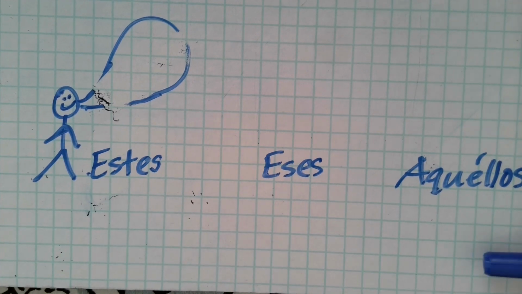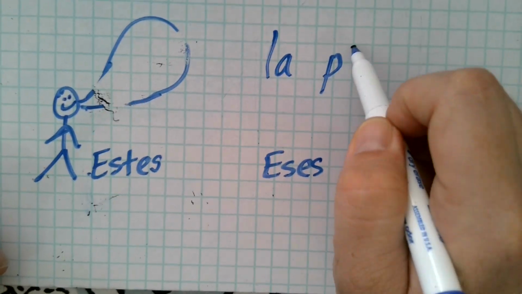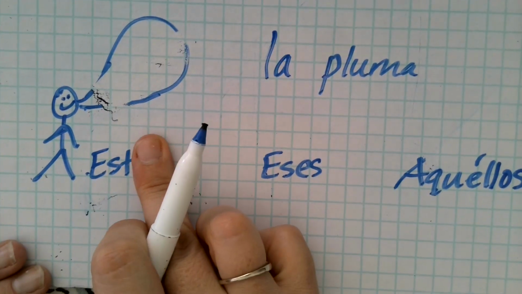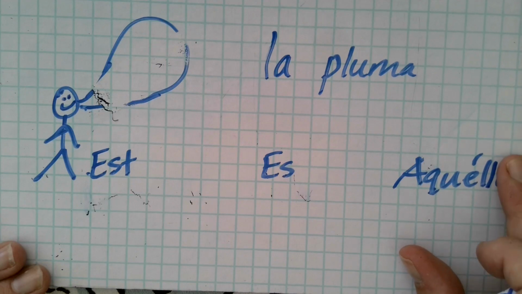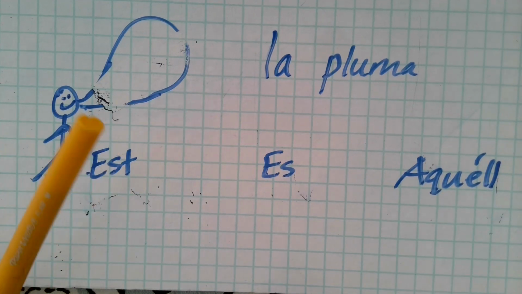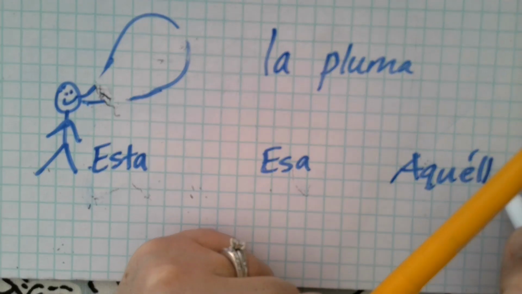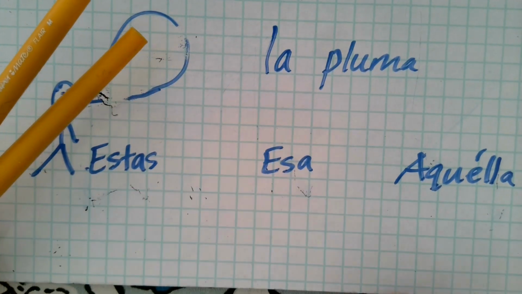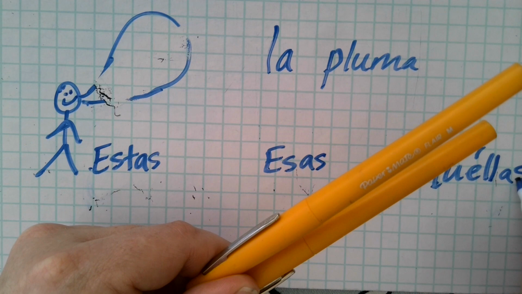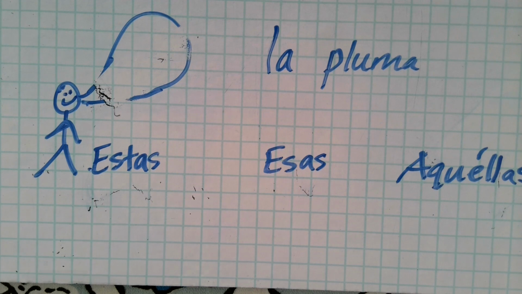Si estamos hablando de una pluma, es la pluma, right? La pluma. So the endings are going to change. Okay, so it would be esta pluma, esa pluma, aquella pluma. Okay, now if we had more than one, we would say estas plumas, esas plumas, aquellas plumas. Okay, and that is all the background you need before you listen to the next videos.